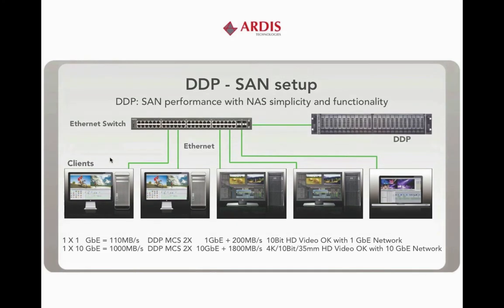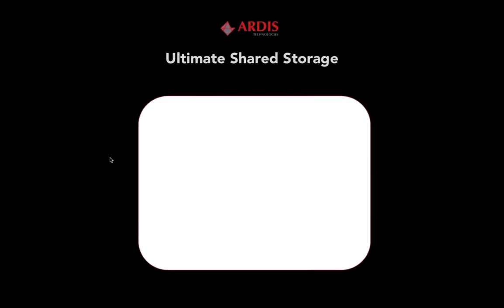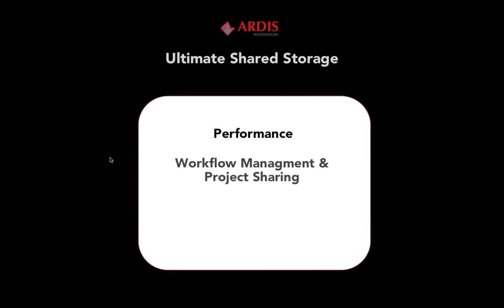Okay, I'm going to go to the next one. So what makes ultimate shared storage? Performance. Performance is the most important thing. It's not a big problem when you have 4 or 5 clients on a NAS system, but when you have, let's say, 10 clients, your system starts slowing down, and that is because of the overhead on a NAS file system. With DDP, we don't have that, and that's why we have the performance.